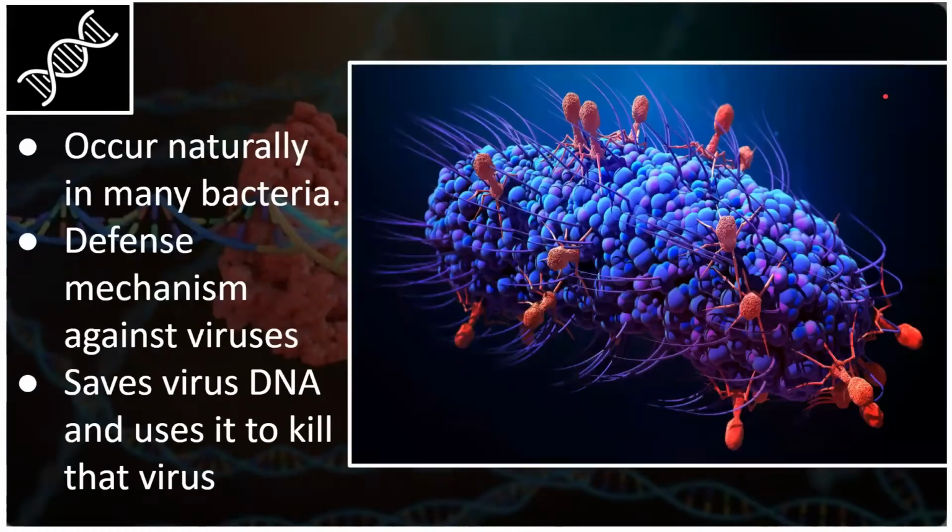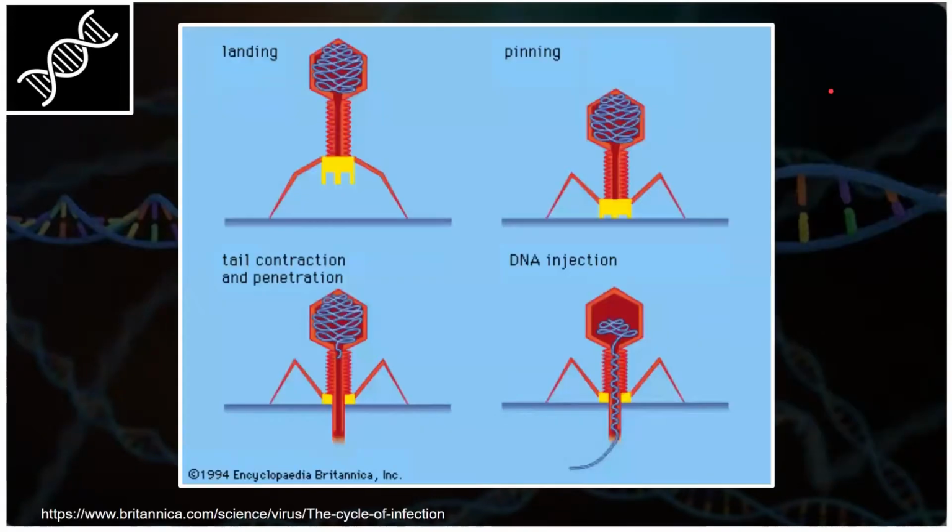Okay, so let's get into what is CRISPR. Since the dawn of time, viruses and bacteria have been at war. We're going to talk a little bit more about this in a second, but CRISPR and Cas9 occur naturally in many bacteria as a defense mechanism against viruses. The way it works is it saves the DNA and uses it to kill that virus later. So what does that mean?